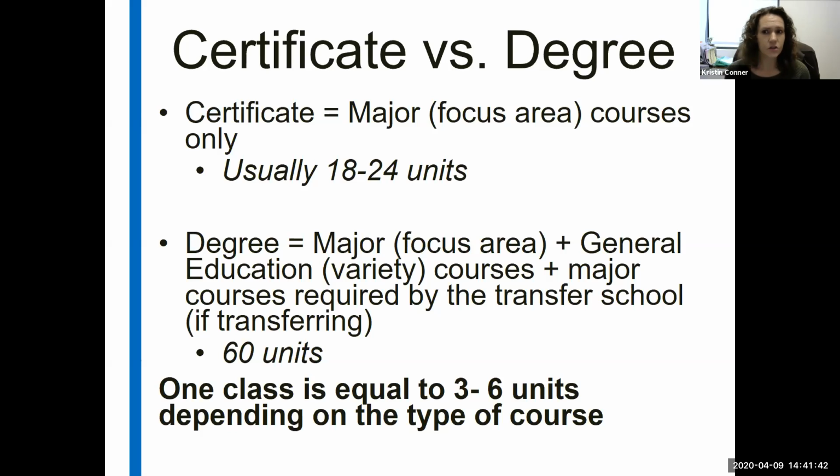One class usually is around 3 to 6 units depending on the type of course, whether it's science or maybe English or psychology, and we'll talk a little bit about that next.